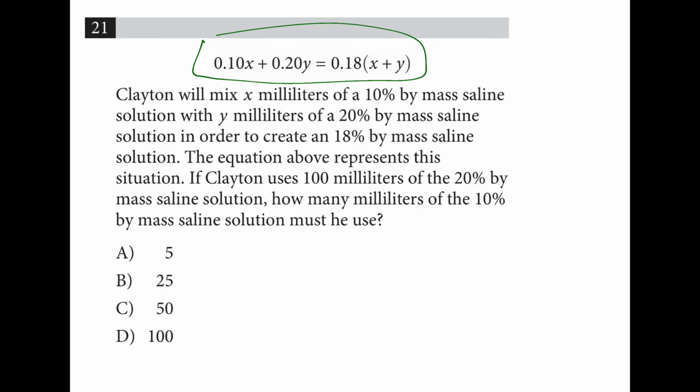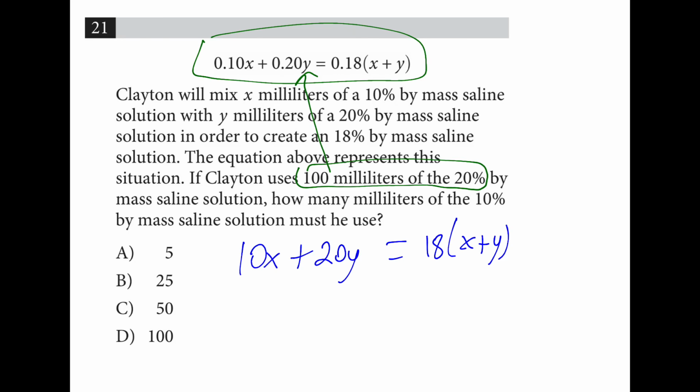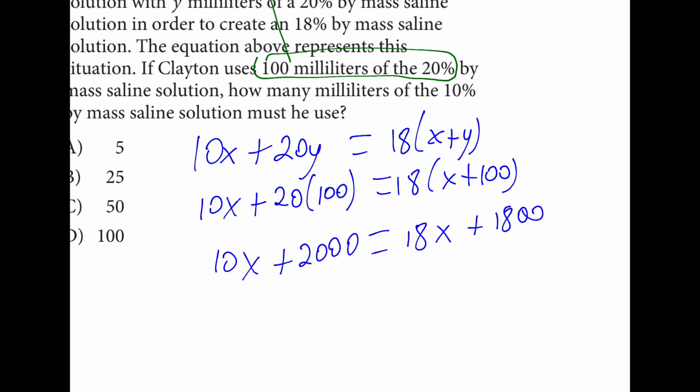So we have this formula, and we have 100 milliliters of the 20%. So we plug in 100 for Y. To make this equal, what do we plug in for X? So I'm going to multiply everything by 100 first, and then I'll plug in 100 for Y wherever I see it. Once I multiply and distribute, I have this. I'm going to move the X's to the right, so I'm left with 8X is 200. So X is equal to 25.